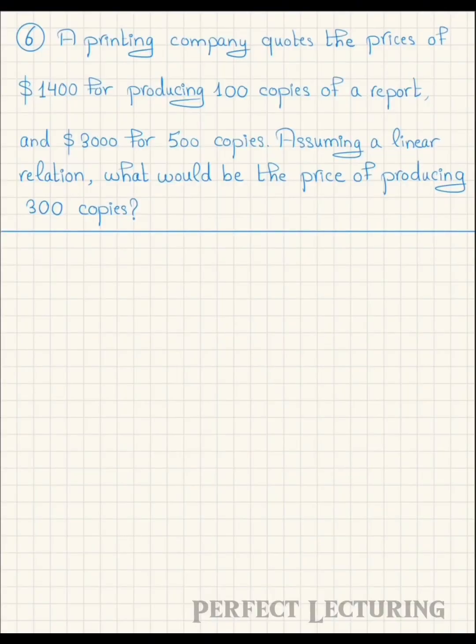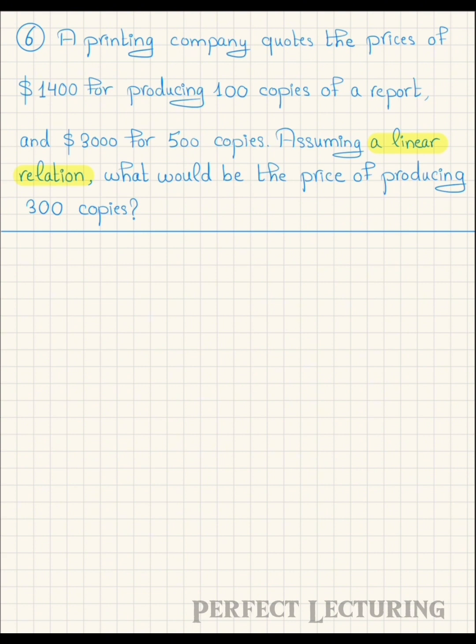One more question. A printing company quotes the prices of $1,400 for producing 100 copies of a report and $3,000 for producing 500 copies. Assuming a linear relation. Since we are told that it is a linear relation, this means we can immediately say that this situation can be modeled by the linear function y equals mx plus b. What is the question? What would be the price of producing 300 copies?